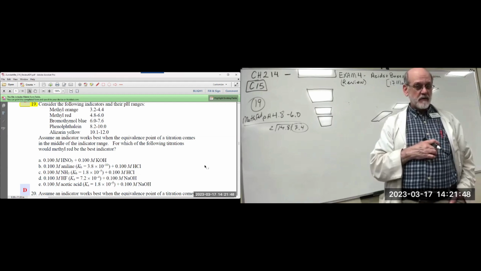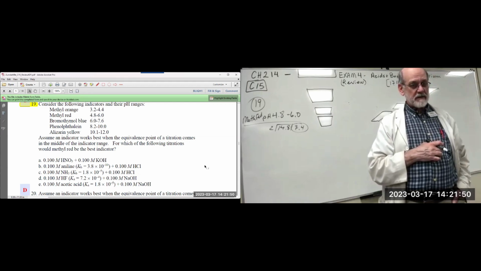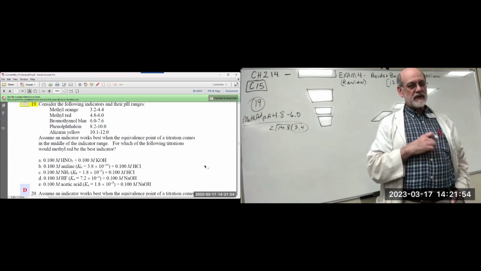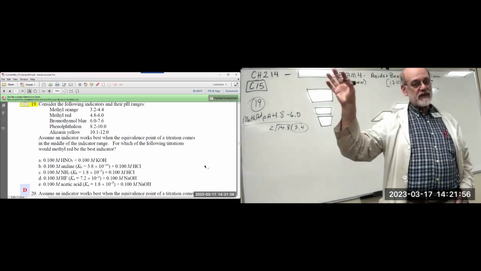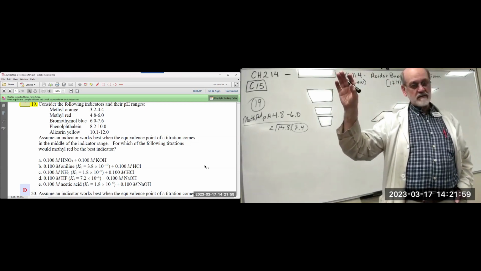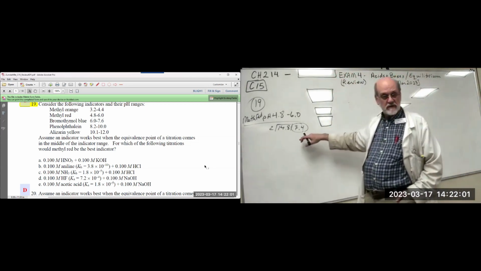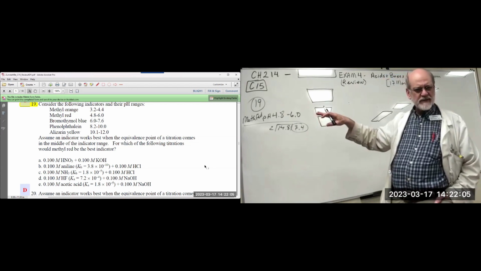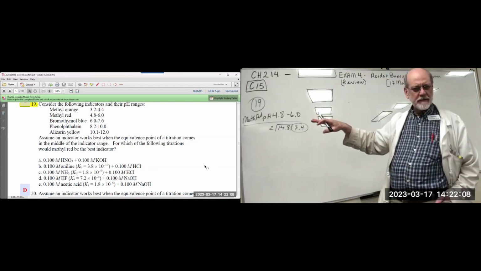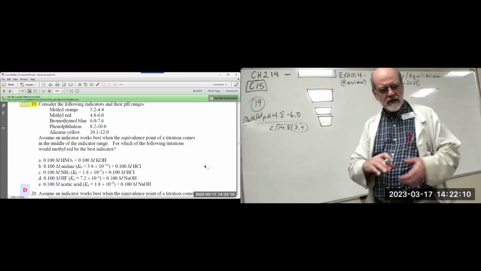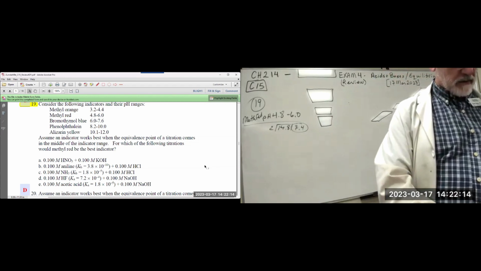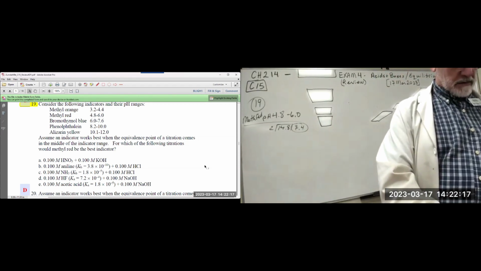Aniline would be 10 to the minus 10 Kb, so it would be a very high pH, well out of this range. That's B. C is 1.8 times 10 to the minus 5. So what would the negative log of that value be? 1.8 times 10 to the minus 5, log, change sign.